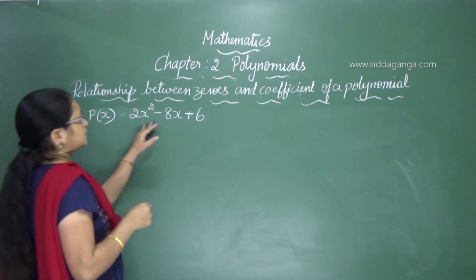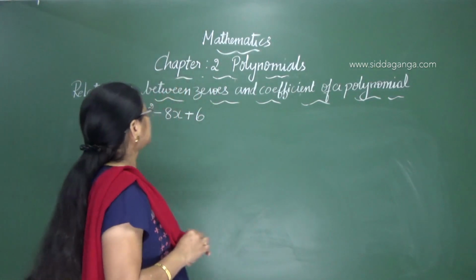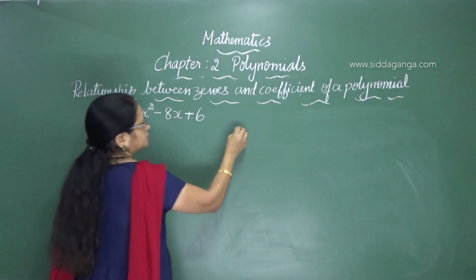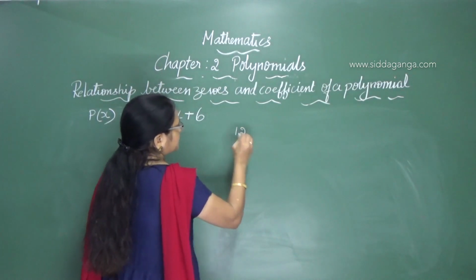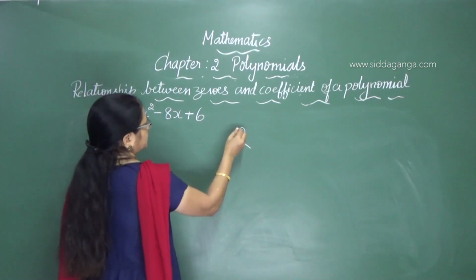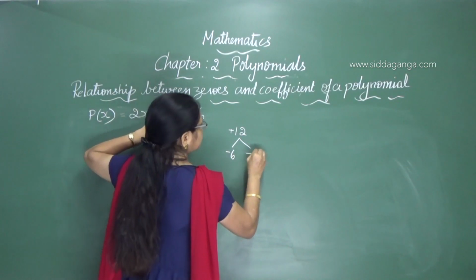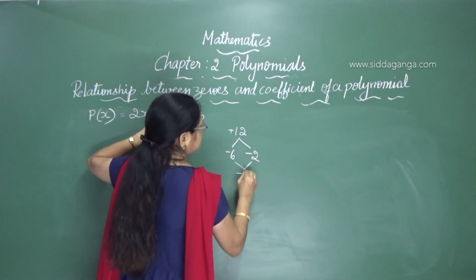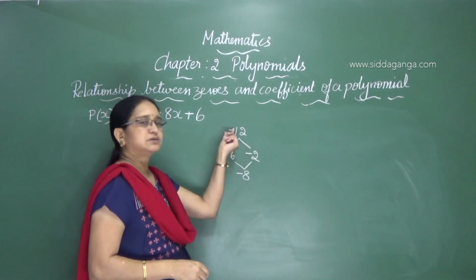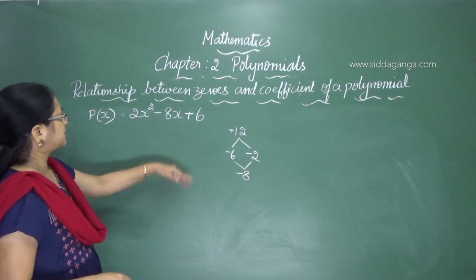Now here, you have learnt in 9th standard splitting the middle term. So when you split the middle term, you multiply 6 and 2, which is 12. When you split this, you need to get −8. So −6 and −2: −6 − 2 gives −8, and 6 times 2 is 12, minus into minus is plus. I hope you can recall this method, that is splitting the middle term.